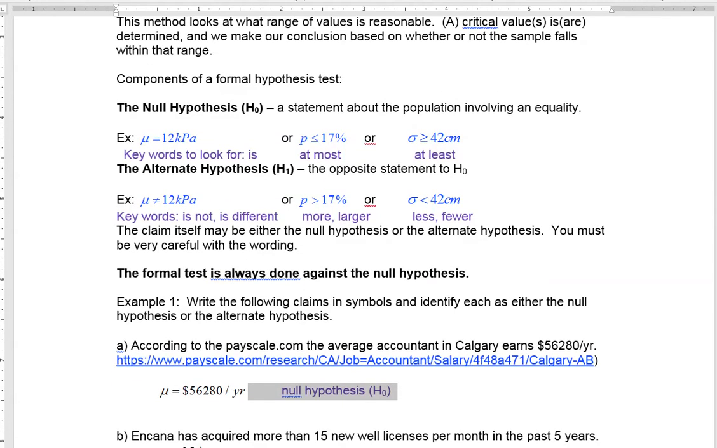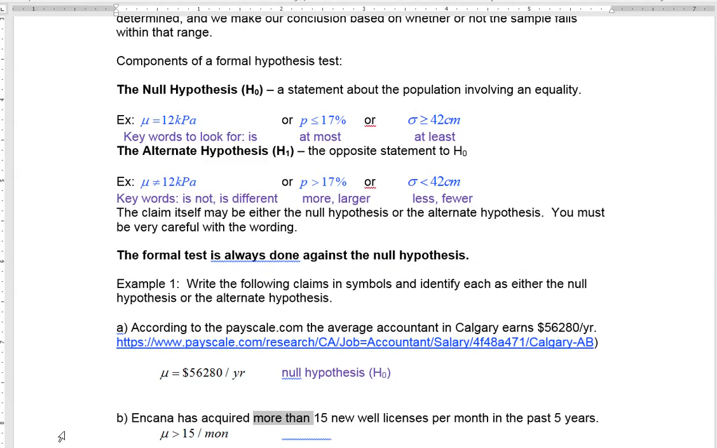Second one, we've got Encana has acquired more than 15 new well licenses per month. So that per in there tells us we're talking about an average. So when we put in our symbol, we do have to be thinking about what is this claim about. Right, the examples I put at the top, we had a mean, we had a proportion, we had a standard deviation. It can be about lots of different things. So this one, the per month is telling us it's about a mean. And our keyword telling us which symbol to use, more than. We need a greater than symbol. So greater than, there's no equality involved in more, right? It's not saying it could be 15, it's saying it's more than 15. So that one is an alternate hypothesis.